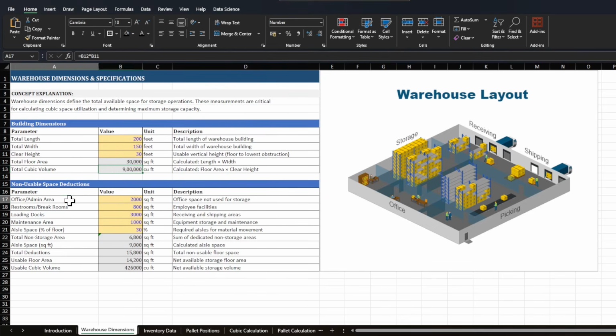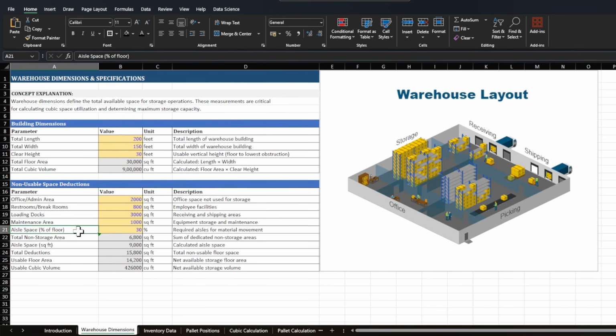So first and foremost is the office admin area. You can put this number, and you need to deduct the restroom or break rooms area. You also need to deduct the loading docks, which is shipping and receiving. Then there is a maintenance area. In the maintenance area, you generally do the maintenance of material handling equipment like forklifts and all.